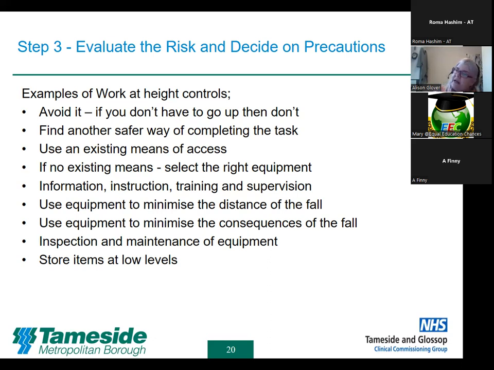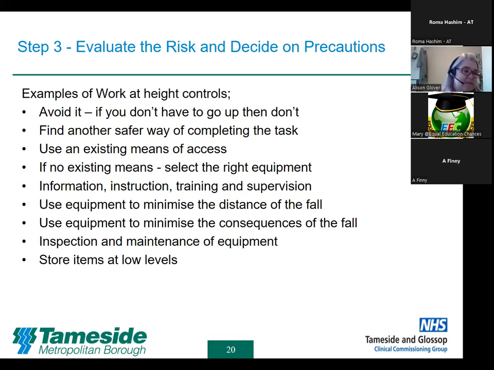And if there isn't an actual existing means of access to the roof, such as a fixed stairway or walkway, then make sure you're using the right piece of equipment. And I'll come on to that in a moment. For example, you're going to say, well, obviously it's going to be a set of ladders. All well and good, but make sure it's the right set of ladders. Make sure that whoever's doing that work has had information, instruction, training, and that there is a level of supervision on occasion to ensure that they're putting into practice that instruction and training and they are following the right procedures.